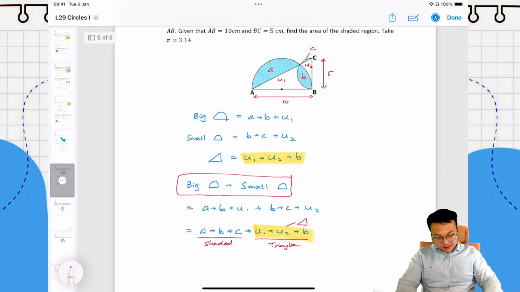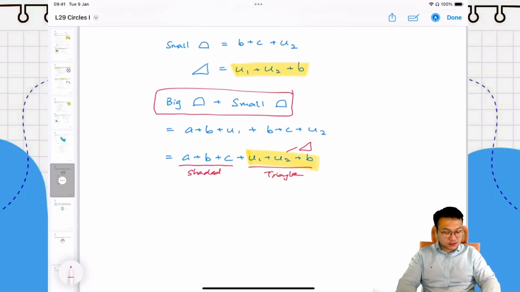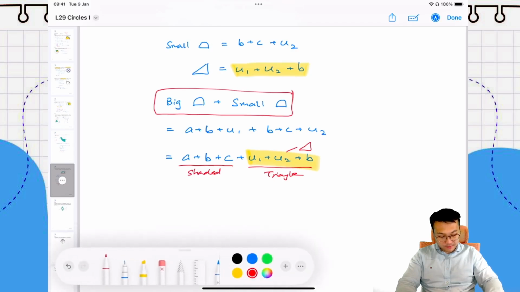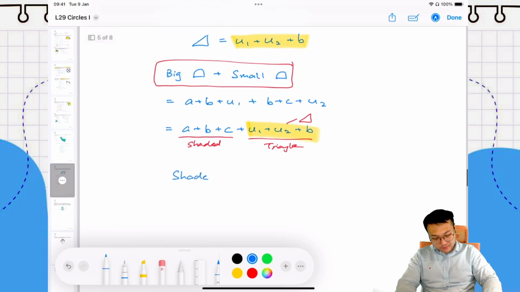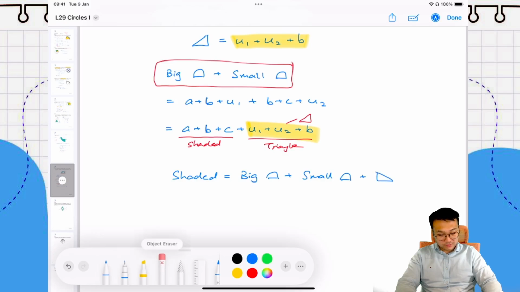Okay, Max, come, let's take a look here. If I take the big circle plus the big semicircle plus the small semicircle, it is equivalent to the shaded area plus the triangle. Do you agree? Yes. So how should I find the shaded area? So in order to get the shaded area, I need to take the big semicircle plus the small semicircle, and what else? With the triangle. So you're gonna add the triangle as well? Minus the triangle. Very good.